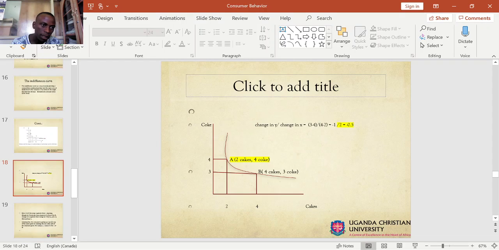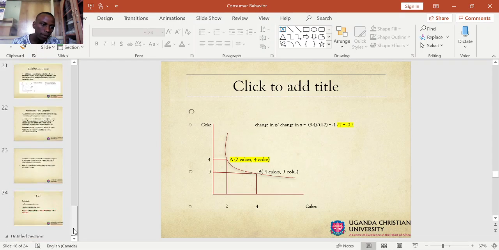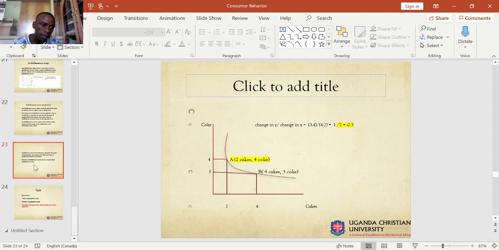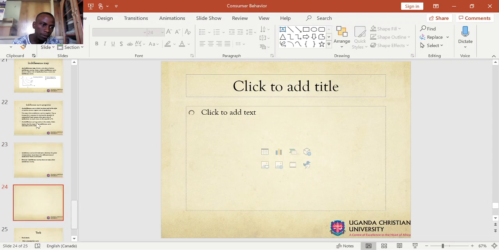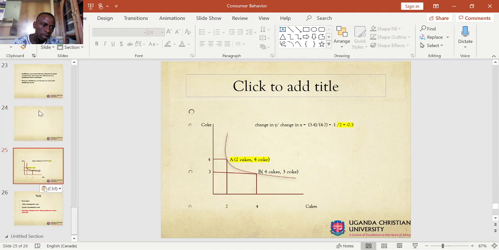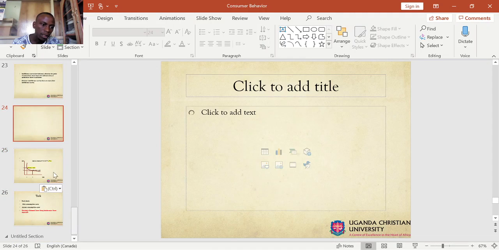Let me use this one. Let me just copy it. I put it here. Let's have our new slide here, and then let's paste our old slide there, then I delete that.